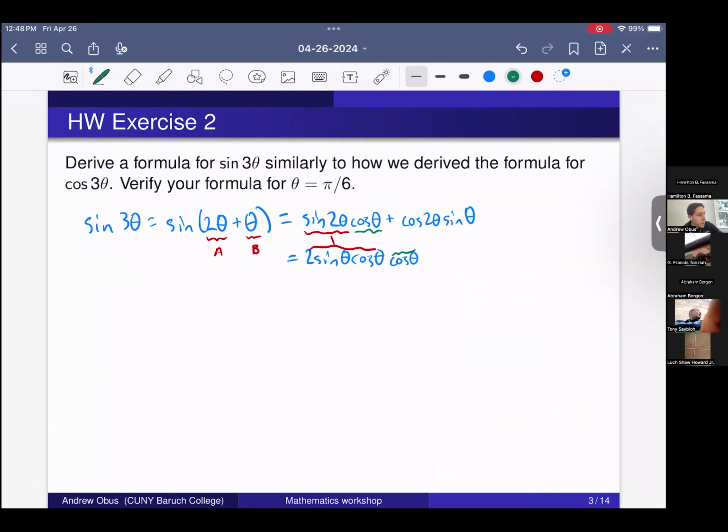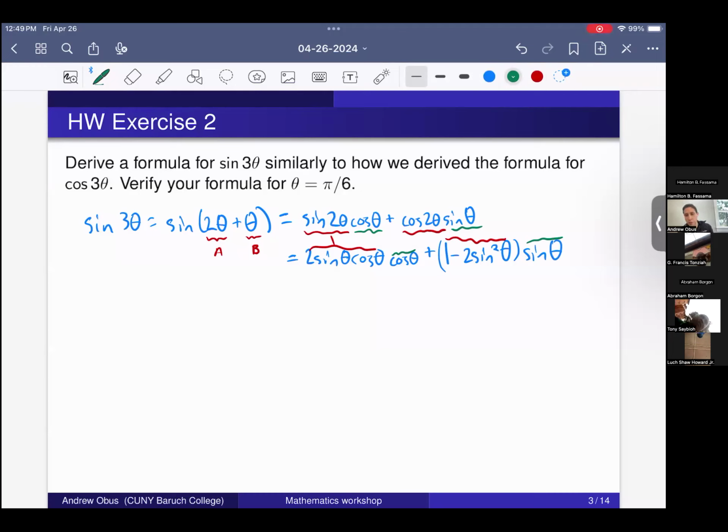And now on the other side, we have cosine of 2 theta. I don't really care which identity you use. Maybe we'll just use 1 minus 2 sine squared theta. That's one of the identities for cosine 2 theta. And then we can say that whole thing times sine theta. Okay, and that's over here.